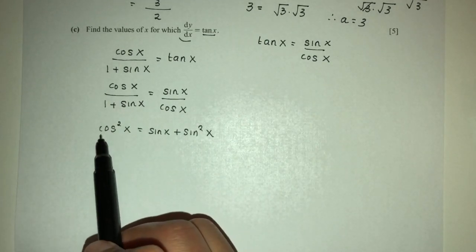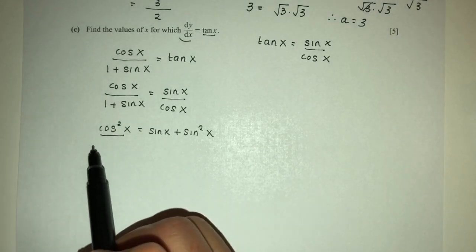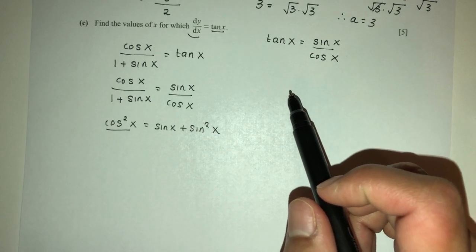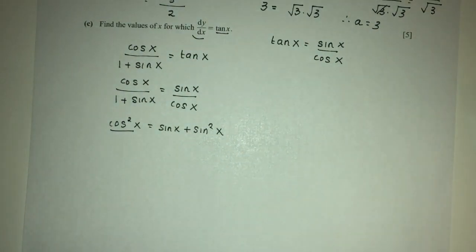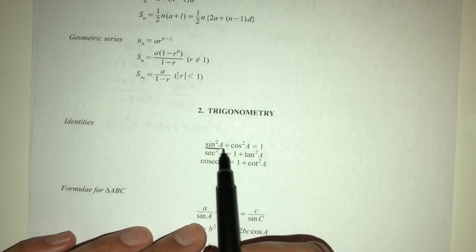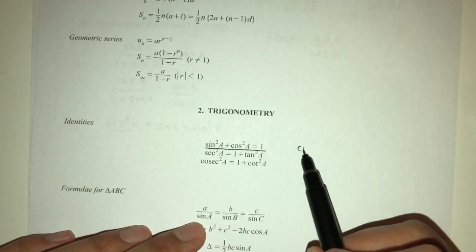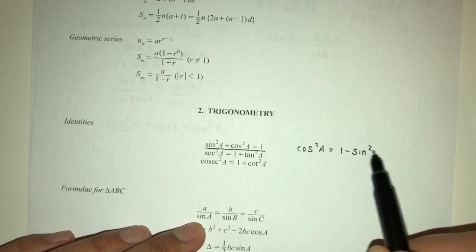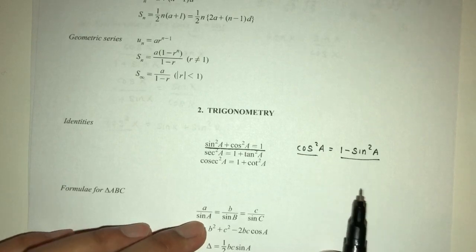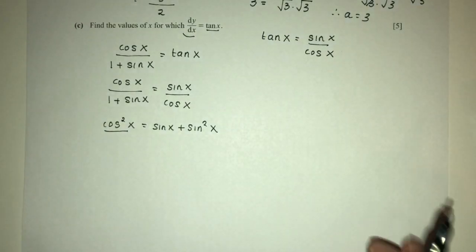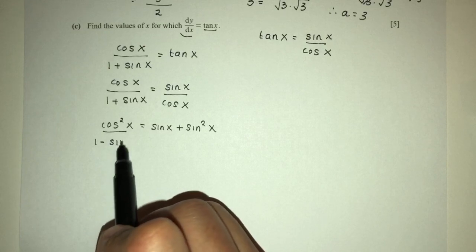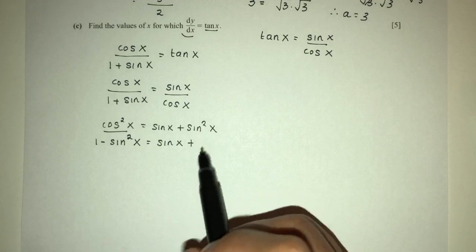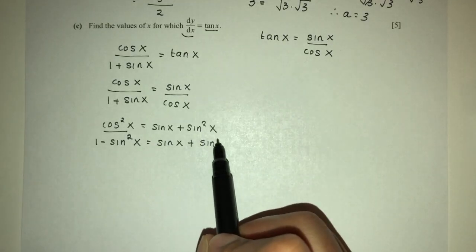Now let me try to change this to sine. I know that from a formula sheet, it is given to you a formula that you can use, as you can see here. This one, right? You can use this one. So from this you can realize that cos square A is 1 minus sin square A. So let's replace this by this in the equation. So here you will have 1 minus sin square x is sin x plus sin square x.